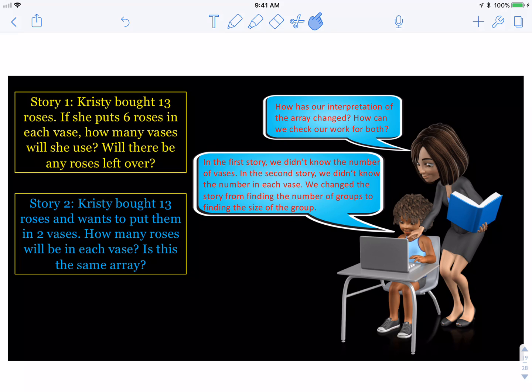So how has the interpretation of the array changed, and how can we check our work for both? In the first story, we didn't know the number of vases. In the second story, we didn't know the number in each vase. We changed the story from finding the number of groups to finding the size of the group. So how can we check our work?